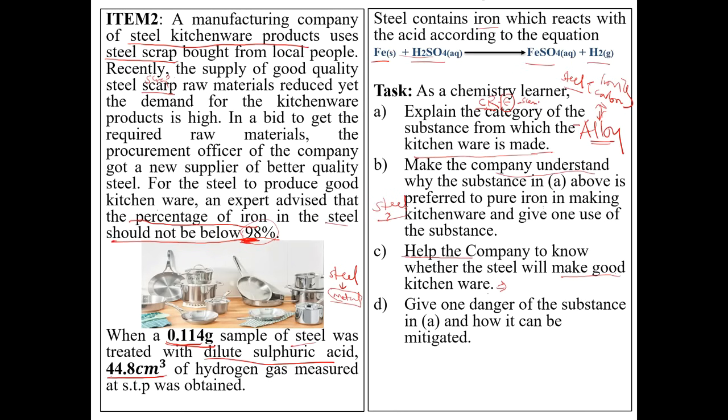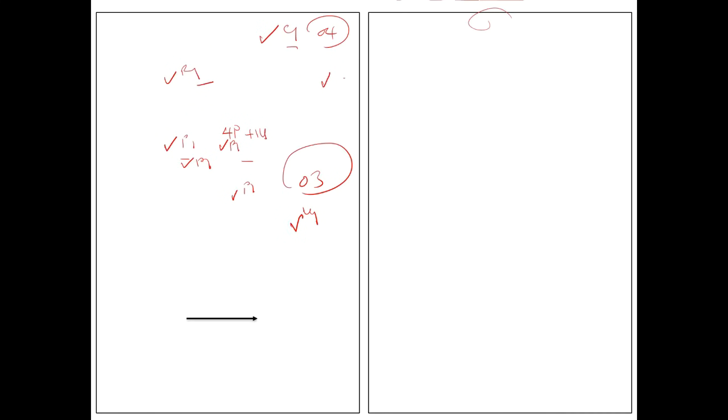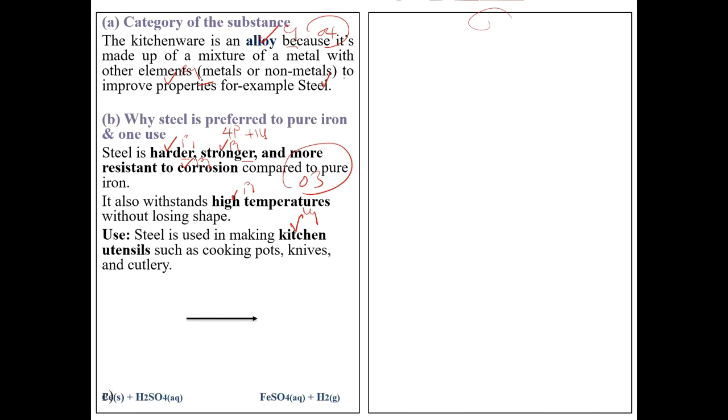So we're going to use this. You can note these ones down so that we don't come back. Number 1, we are given the mass of steel is 0.114 grams. Then the hydrogen produced was 44.8 cubic centimeters. I believe those are the things that we need. Now we can go to our next slide where we have reached. So part C, they want us to advise the company whether it will work.